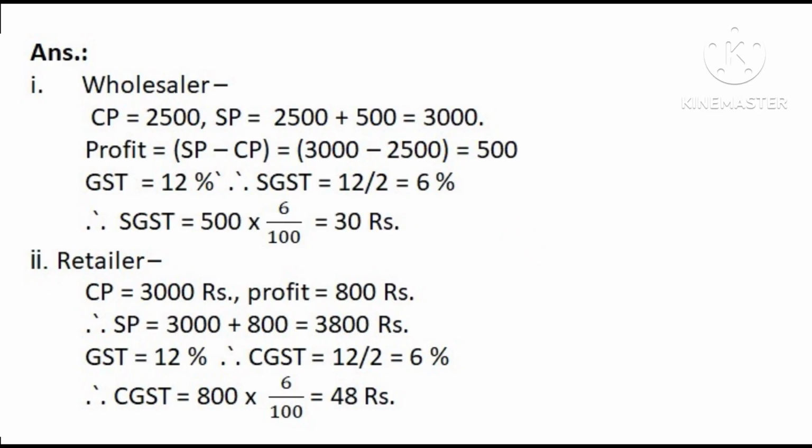2. We have to find out GST received by the central government from the retailer. Profit of retailer is 800 rupees, therefore GST is to be paid to the central government, CGST, at the rate of 6% on 800 rupees. Therefore CGST is equal to 800 multiplied by 6 divided by 100, equal to 48 rupees.